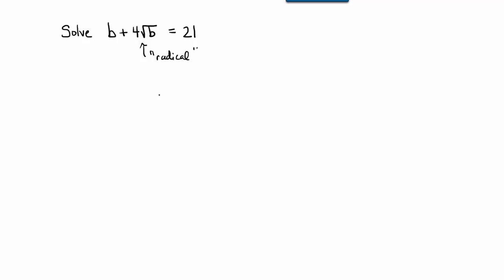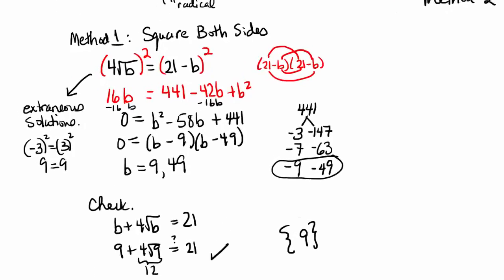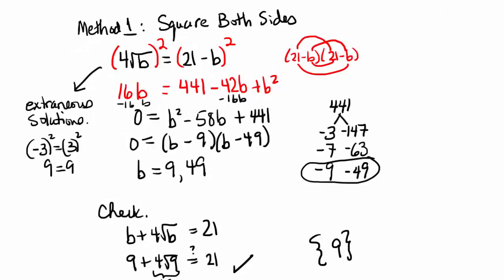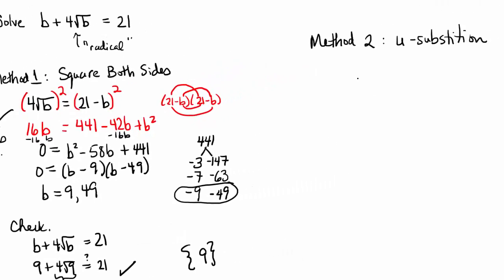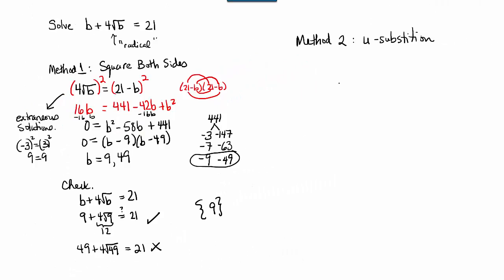When solving a radical equation with a square root in it, one method is to isolate the radical term, square both sides to get rid of the radical, and then solve the resulting equation. Method 2, this is the method we'll use. We're going to use U-Substitution.